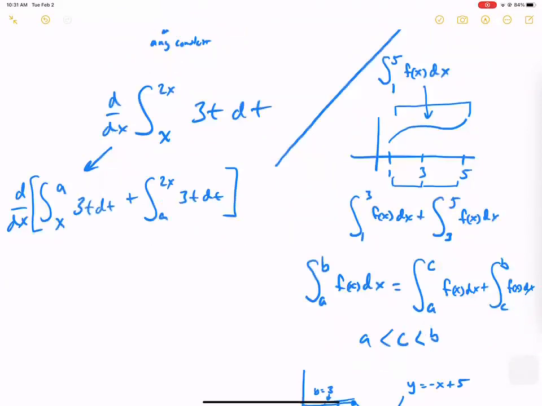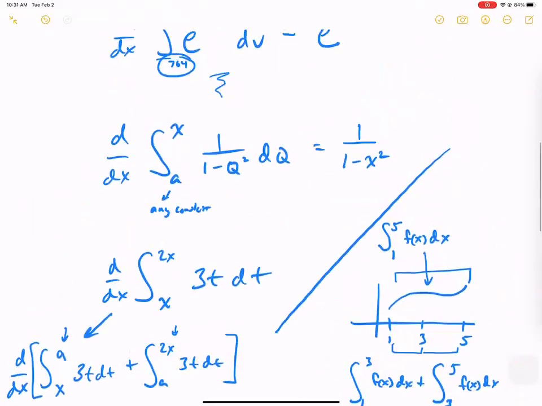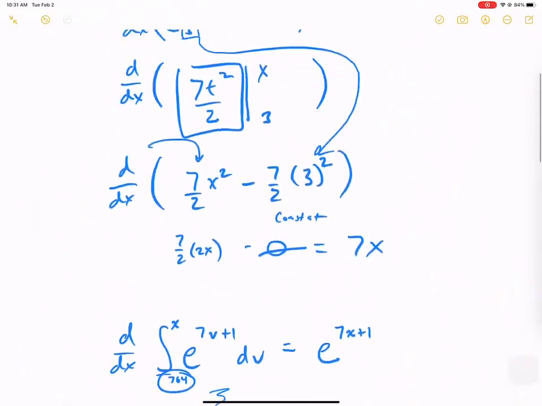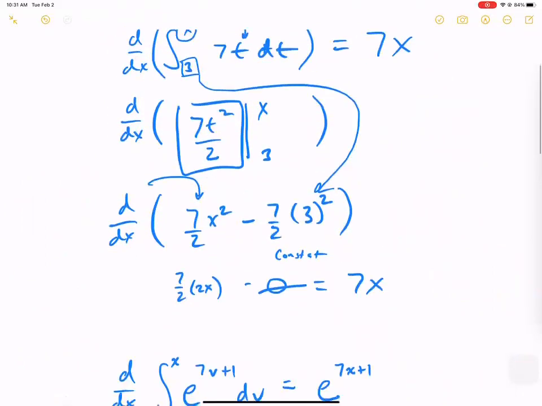Now, here is my issue here. Take a look here and take a look here. Which of these fit my model from before? What fits my model from before is that the variable has to be on top and the constant has to be on the bottom. Why is that important for us? Because let's go back and look at my original problem. When I took the derivative, x is on top and the constant is on the bottom.